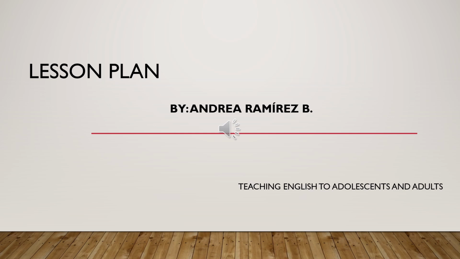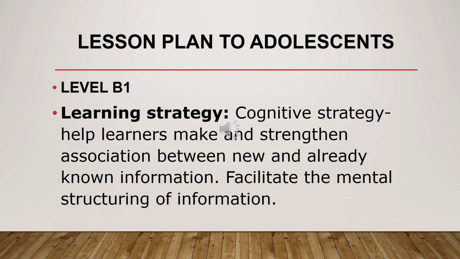First, I'm going to develop a lesson plan for adolescents. The level that I chose is level A1. For the learning strategy, I decided to work with cognitive strategies. These are strategies to help learners make and strengthen associations between new and already known information, and facilitate the mental structuring of information.